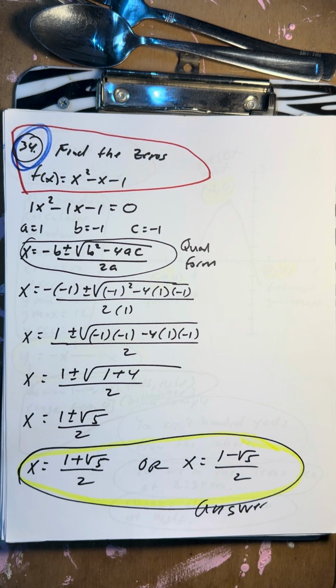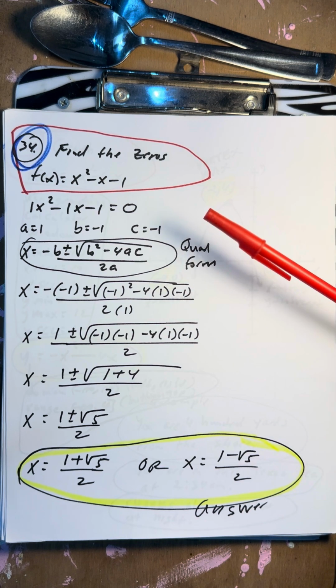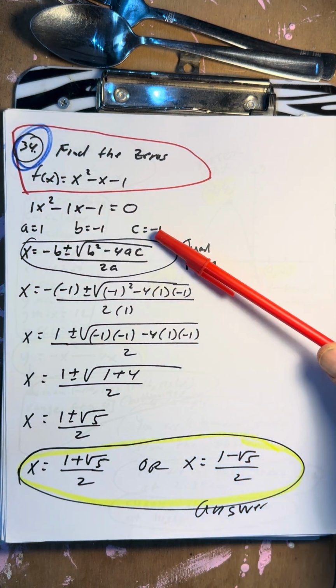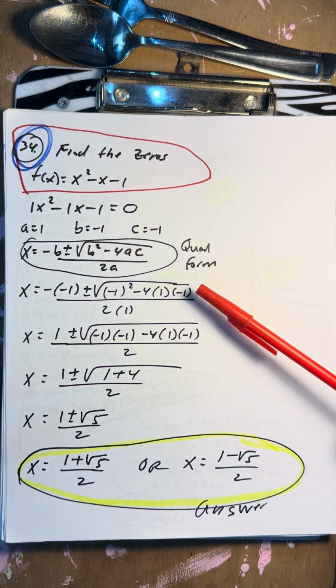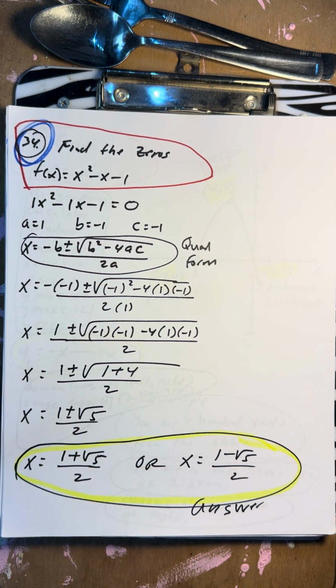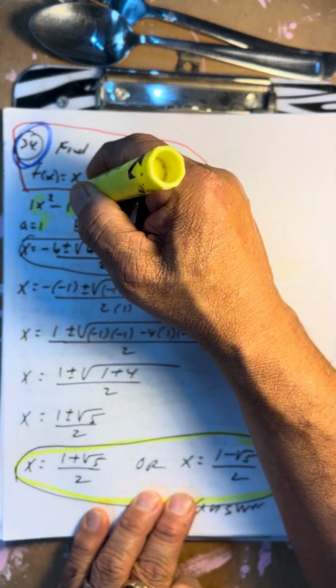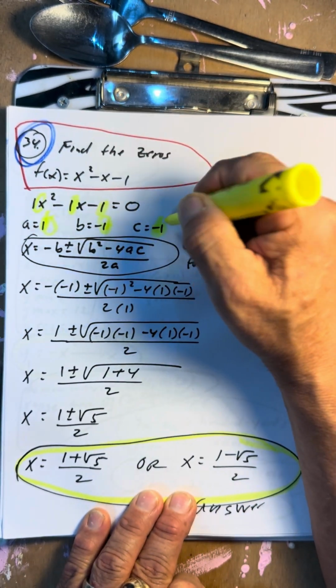All right, find the zeros. Same thing. Set it equal to 0. There it is. There's A, B, C again. I'm going to highlight them. You know where they are. A, B, C. And make sure you put the minus signs in there. Let me just highlight them anyway, just because it makes it easier.